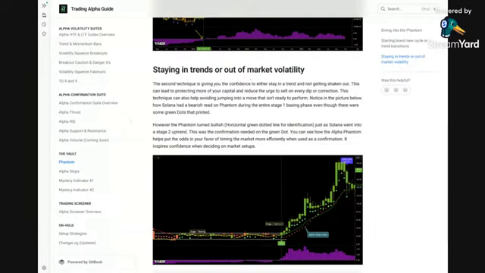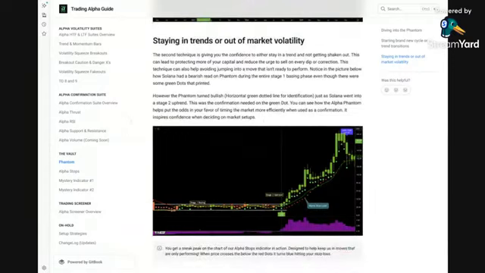Staying in trends or out of market volatility. Again, here you can see that the Phantom has stayed bearish this whole time right here. I think this was Solana. I'm not sure, but you can see here, stage 2 uptrend. I'm pretty sure this was Solana. Stage 2 uptrend starts here on Solana, and you can see that it turned bullish right on that first dot that broke. How about that stage 1 basing pattern?